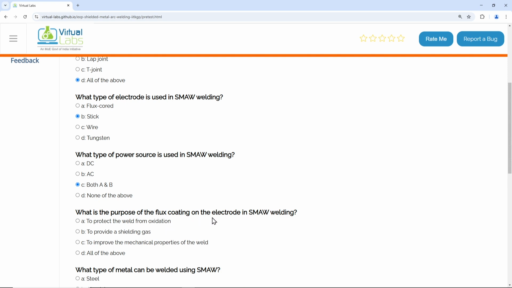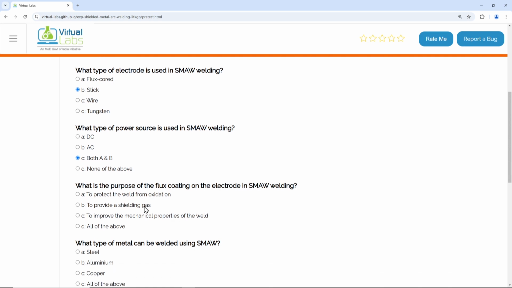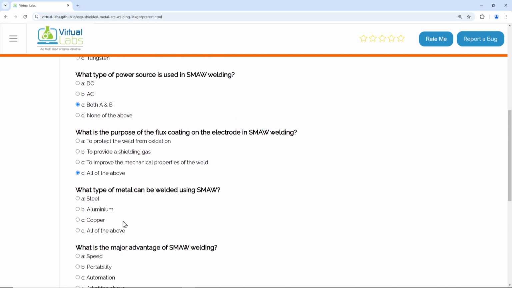The purpose of flux coating on the electrode in SMAW welding is to protect the weld from oxidation, to provide the shielding gas, and to improve the mechanical properties of the weld. All of these are the purposes. What type of metal can be welded using SMAW? It can weld steel, aluminum, copper. All of these could be welded.